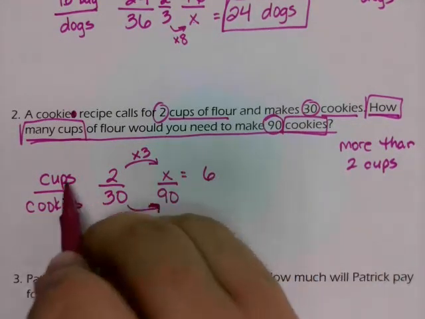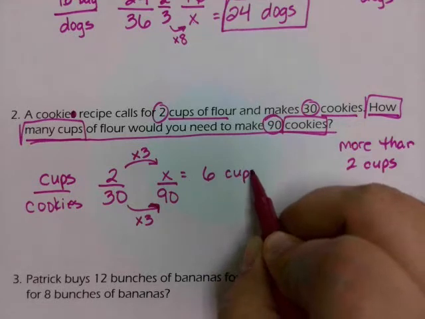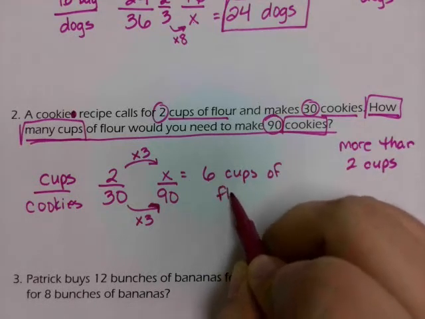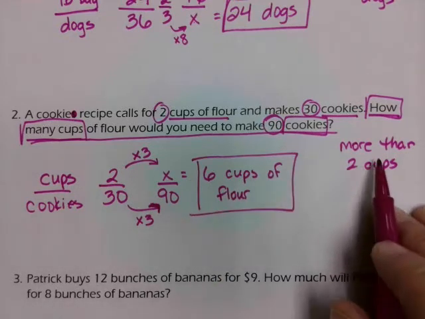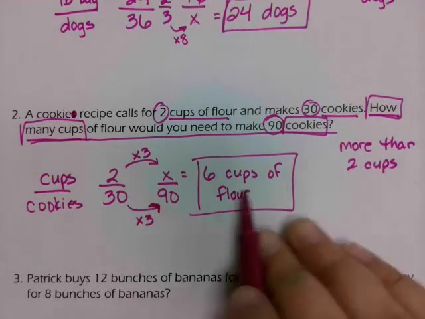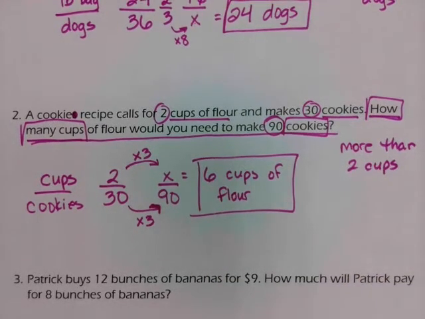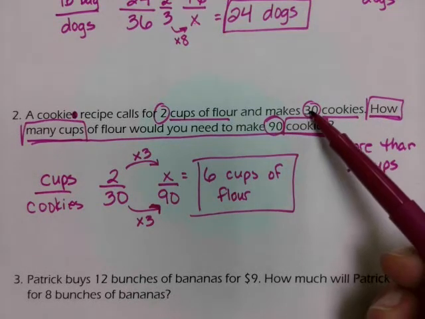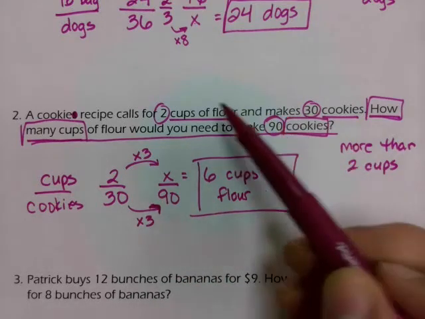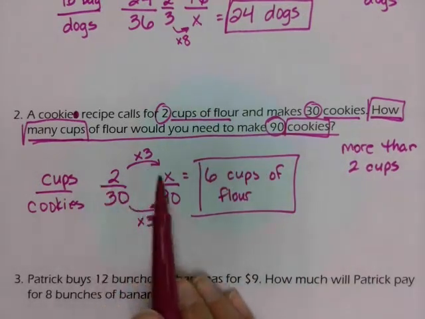And that is 6 cups of flour. And that does follow what we said earlier. We know we had to have more than 2 cups, so it makes sense. Also, if you look here, the amount of cookies tripled. I multiplied 30 to 90, which was tripling the recipe. So times 3, and then 2 times 3 is 6. That's exactly what we did to solve it.